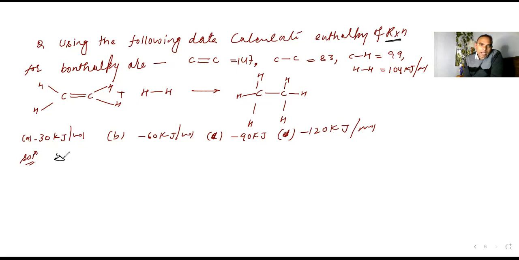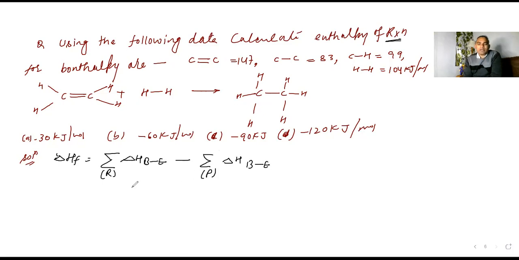So delta H of formation is equal to, what we can write, summation of delta H bond energy of reactant minus summation of delta H bond energy of product. So that is reactant minus product. So what will we be able to do here, can you please see? Can you please help me to understand this? Are you listening?